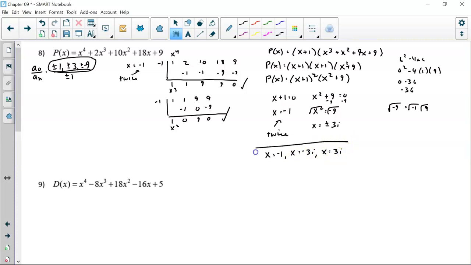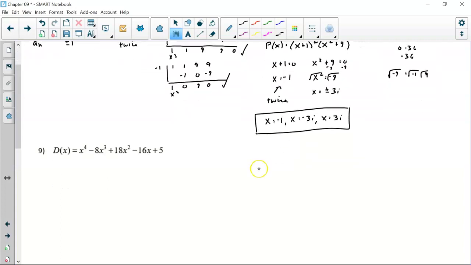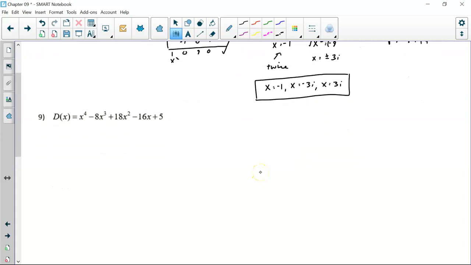You can see it only has one x-intercept, but since it bounces, we have 2 real solutions and then 2 complex, 2 imaginary solutions. Let's do one more. Number 9. Once again, our possibles, the constant over the leading coefficient. So the factors of 5 are plus or minus 1, plus or minus 5. And our leading coefficient plus or minus 1. So here's our possibles, 1 and 5.